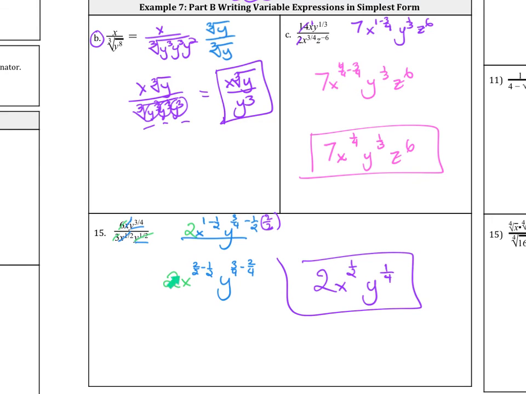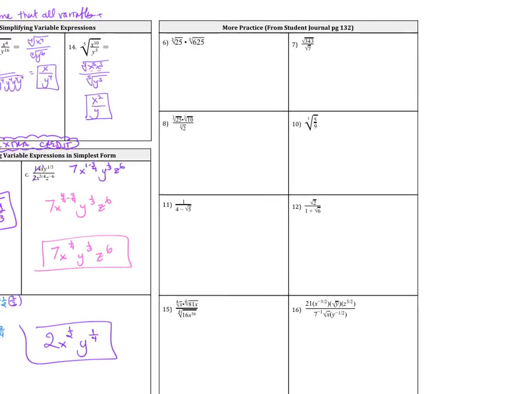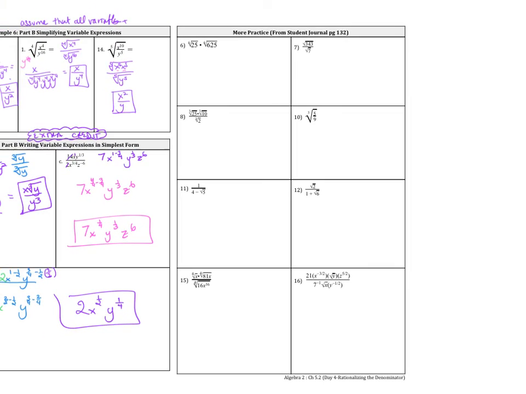So looking at this, we have 2x to the 2 over 2 minus a half, y to the 3/4 minus 2/4. Therefore, 2 over 2 minus a half is just a half, and 3/4 minus 2/4 is a 4th. So that's why the final answer is 2x to the 1/2, y to the 1/4. Now for extra practice, here are some more practice problems to help you out, and I hope this helped.